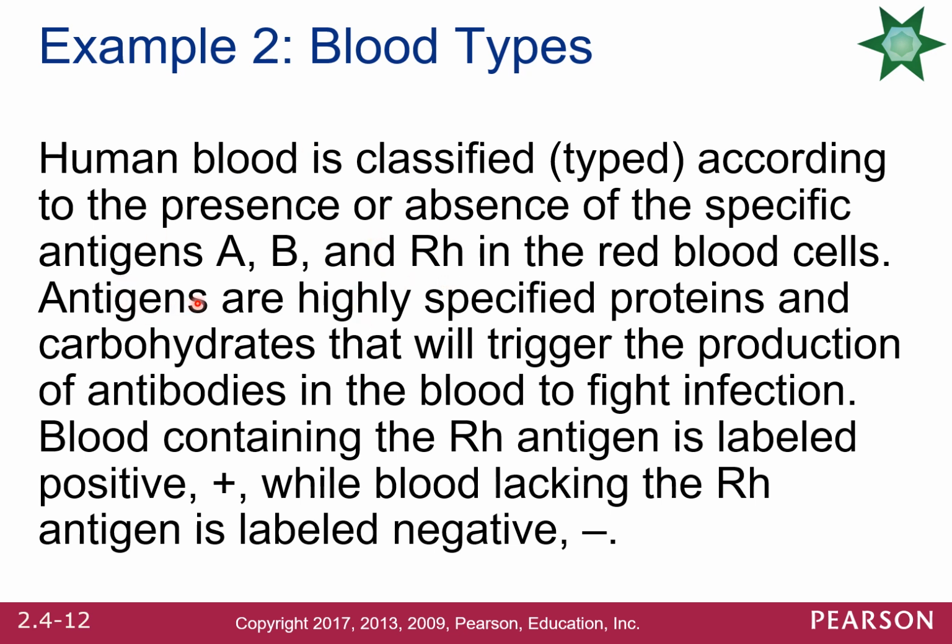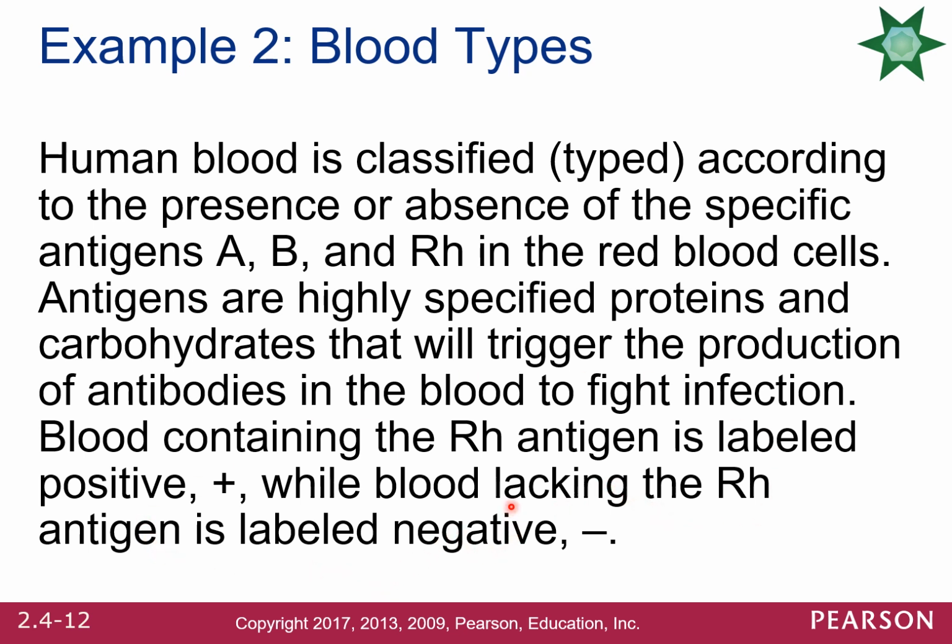Anyway, the three broad antigens in our blood are A, B, and Rh. Antigens are highly specified proteins and carbohydrates that will trigger the production of antibodies in the blood to fight infection. Blood containing the Rh antigen is labeled positive, while blood lacking the Rh antigen is labeled negative.